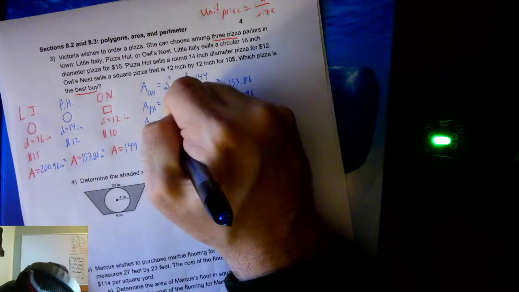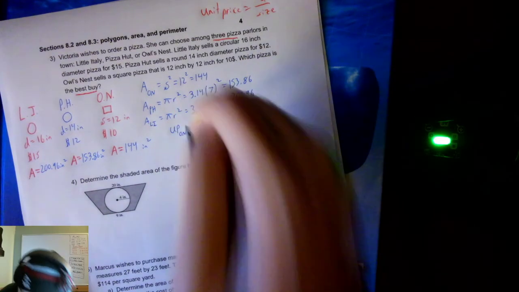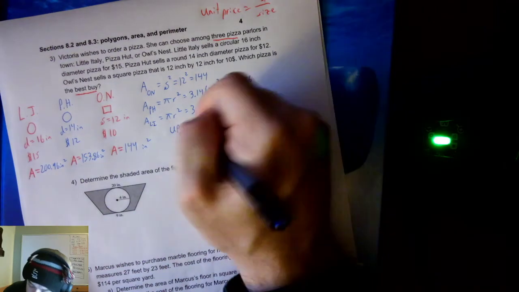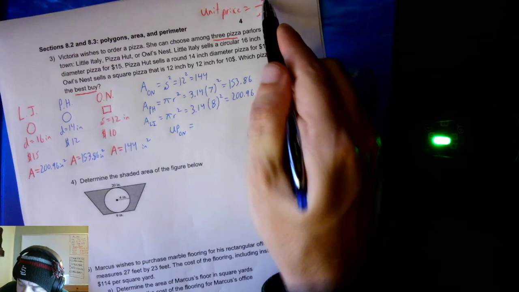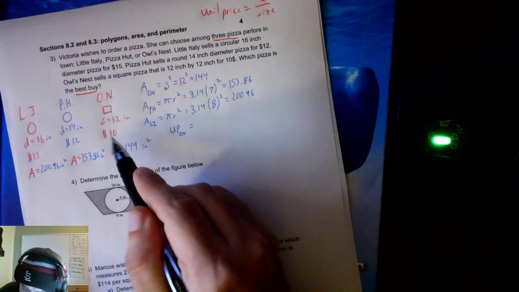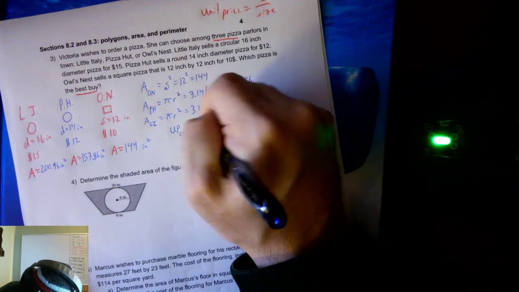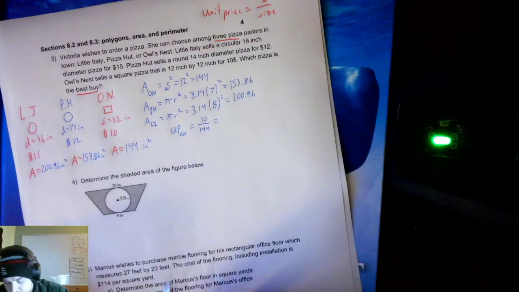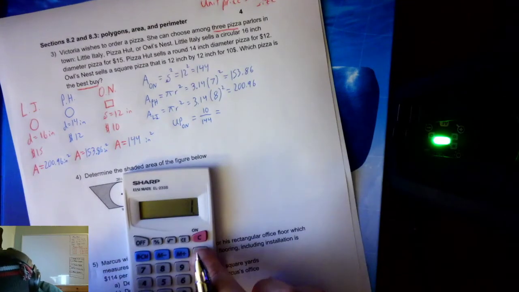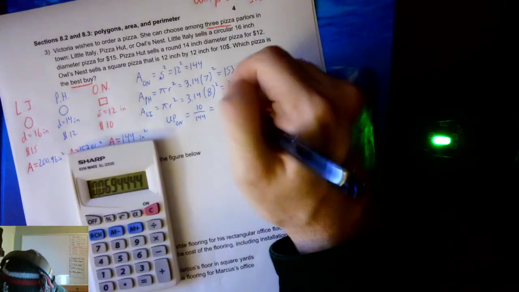We'll do unit price of, and we'll put a little ON to remember we're doing owl's nest first. So we're doing the unit price of the owl's nest. It's dollars divided by size. $10 divided by 144. So let's see, 10 divided by 144 gives me a decimal.